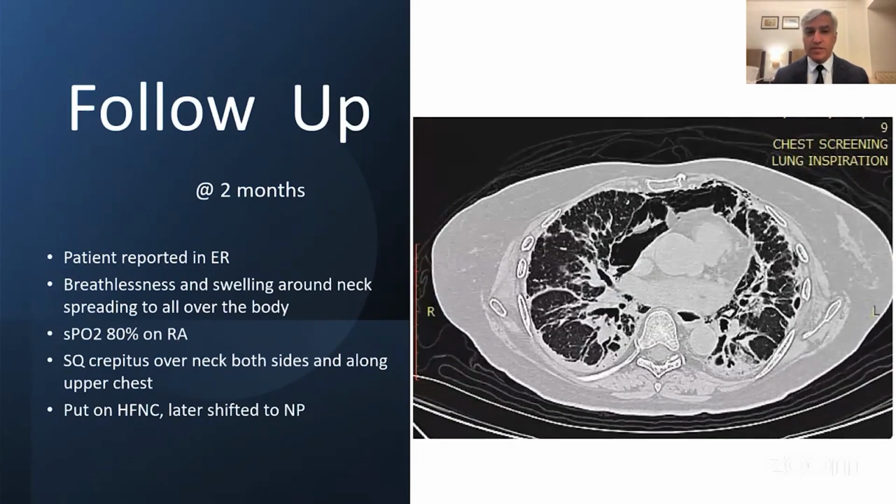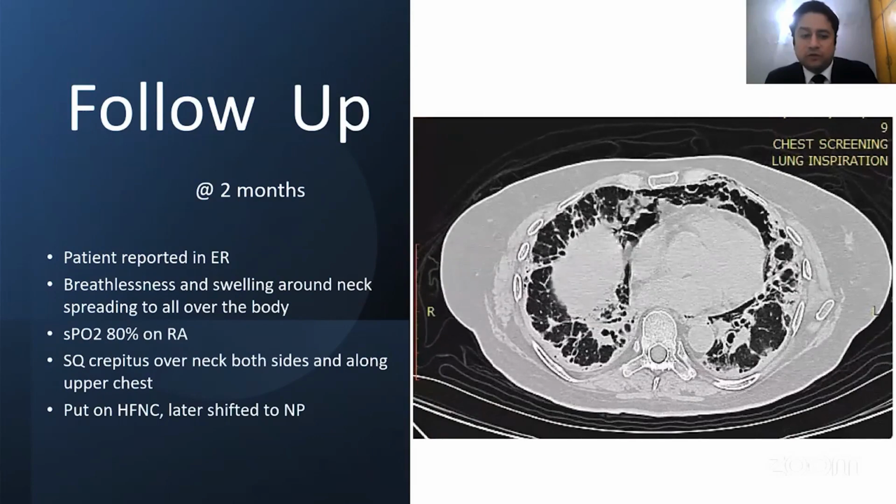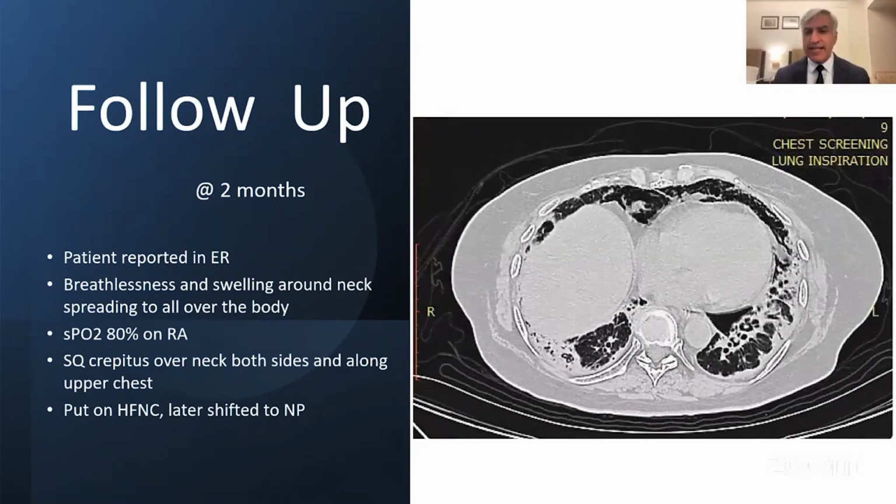What happened, Rahul, next? The patient was put on high flow nasal cannula, which was later shifted to... Your slide is not changing, Rahul.